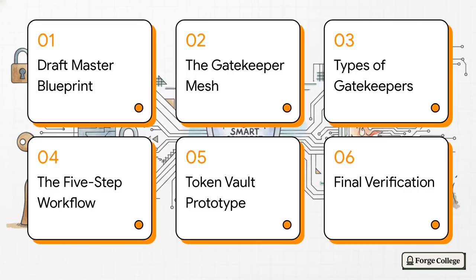To draft that blueprint effectively, we need a roadmap. So here's our architectural schematic for today's drafting session. First, we'll cover drafting the master blueprint, then we'll look at the gatekeeper mesh, followed by the types of gatekeepers, the 5-step workflow, a token vault prototype, and finally, verification and synthesis. Let's get right into it.